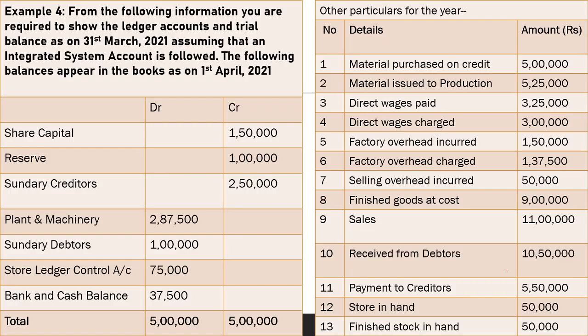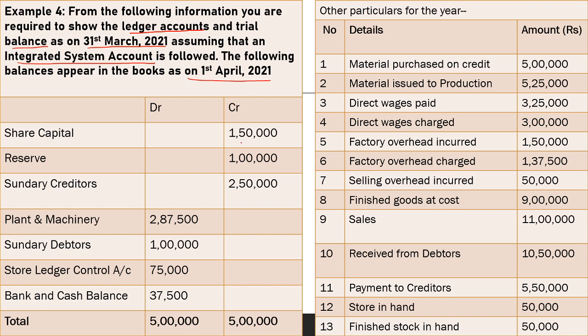Now we take one question which is very important from your examination point of view. So in this example, the following information you are required to show the ledger accounts and trial balance as on 31st March 2021, assuming that integrated system account is followed. When we follow the integrated accounting, then we consider all the assets and liabilities in place of general ledger adjustment account in non-integrated accounting. The opening balances are given as on 1st April 2021.